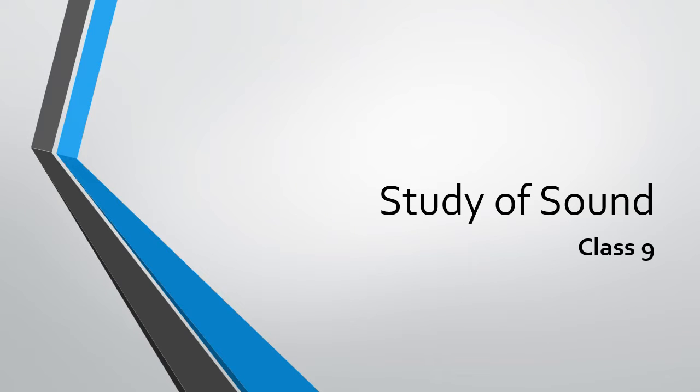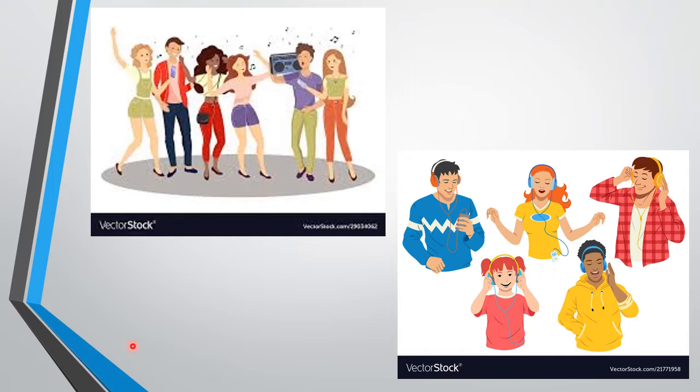So today's topic is study of sound, part 1. What do you observe in these images? Yes, that the people are enjoying the music. In this image you can see they are enjoying with the help of radio, and here you can see the people are enjoying the music by wearing nice headphones. Now how does this sound reach their ears and they are able to enjoy is what we are going to study in this chapter. Okay?